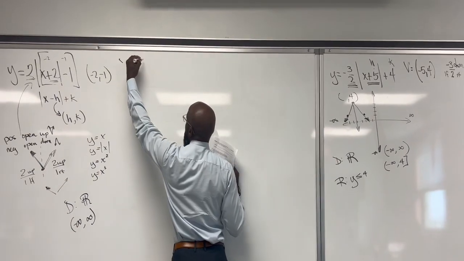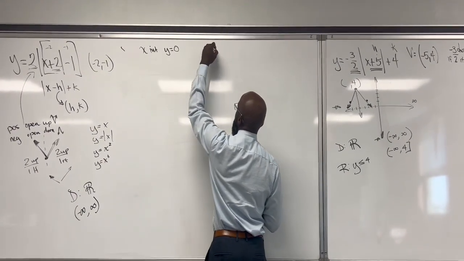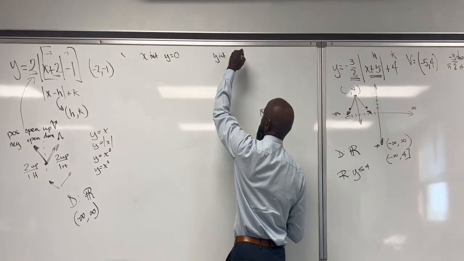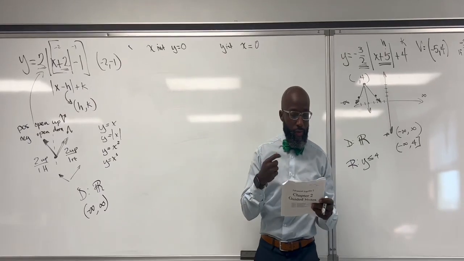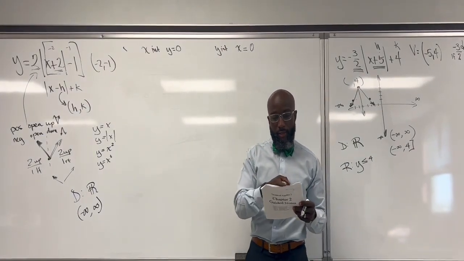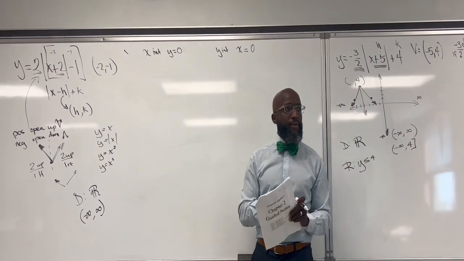X-intercept is when y equals 0. And the y-intercept is when what? X equals 0, right? So what we have to do is plug it in, all right? So the steps of finding the x and y intercept are the same for every function. They're the same for every function.